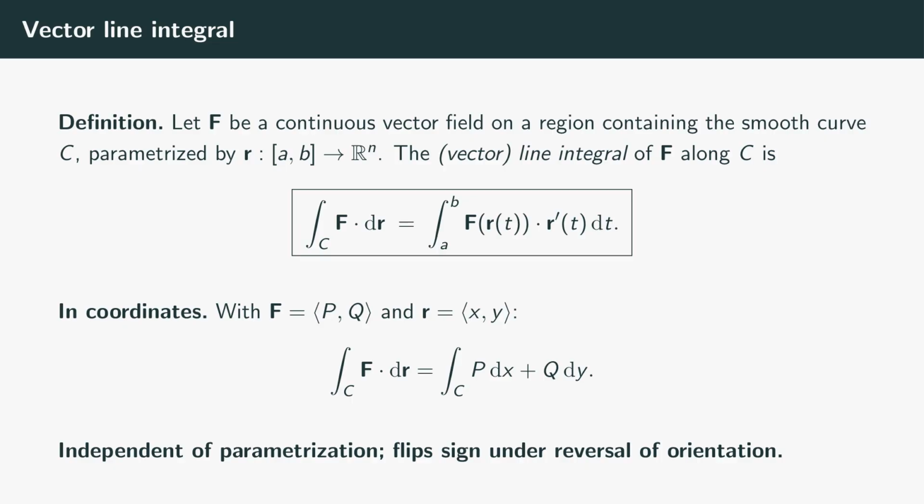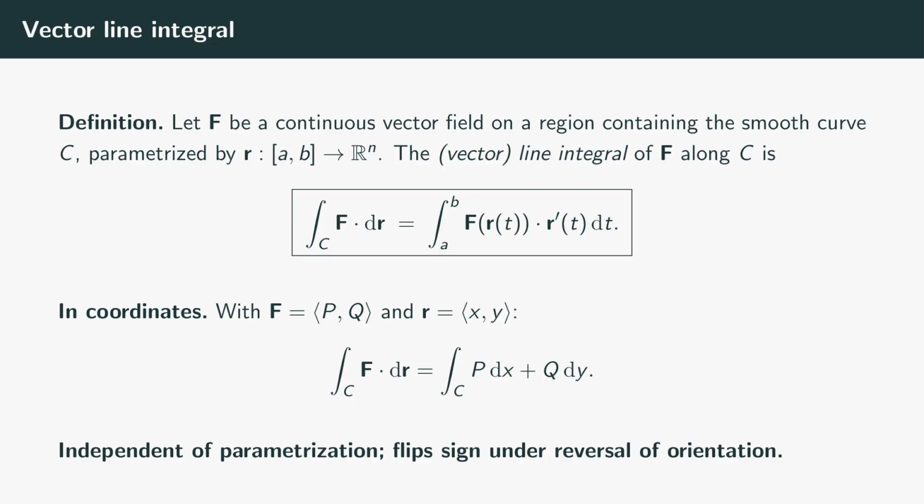Two crucial structural facts. The result does not depend on which parametrization you chose for C. Two different speed profiles along the same oriented curve give the same answer. But it does depend on orientation: reverse the direction of travel, and the integral changes sign, because r'(t) flips. So an oriented curve, not just a curve, is the proper input.